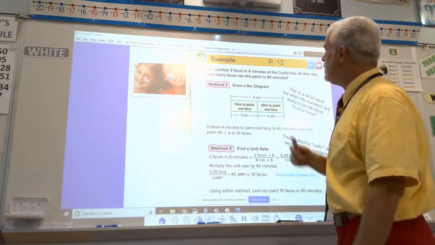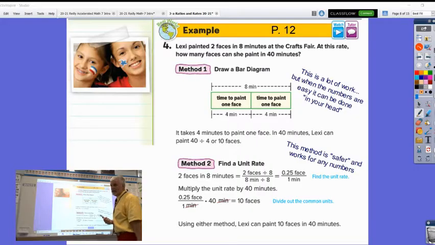Okay, so Lexi here showed that she painted 2 faces in 8 minutes at the craft fair. And at this rate, how many faces can she paint in 40 minutes? Now, these numbers are very easy, which the book does a lot. They'll give you very easy numbers that you can probably do in your head without even calculating a unit rate. And that's what this bar diagram is. If the numbers are so easy that you can calculate them in your head, then you don't need to use the unit rate. But you also don't need to write anything down, really.